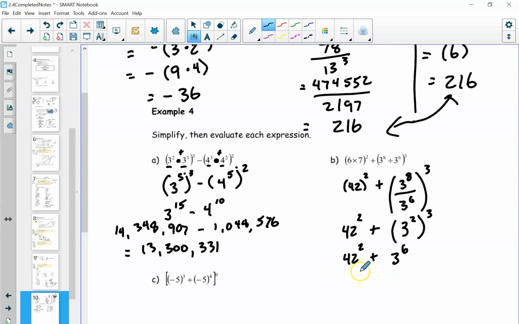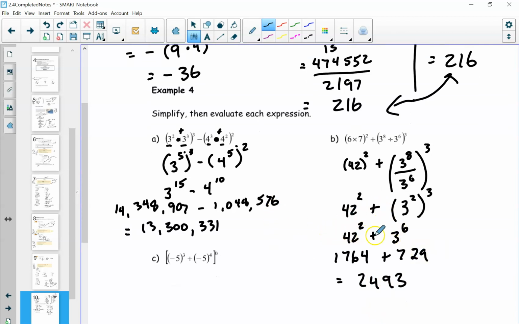Okay, now, there isn't a whole lot we can do with this. We've got a 42 base, we've got a 3 base. We basically just have to crunch it out in our calculator now. So 42 to the power of 2 is 1,764, and 3 to the power of 6 is 729. Okay, so we just got to add those up. 1,764. And our final answer is 2,493.